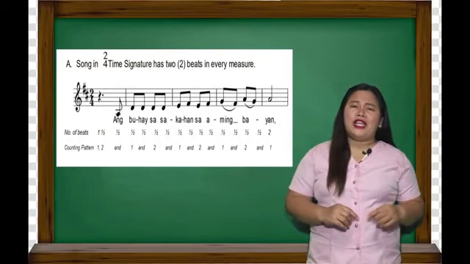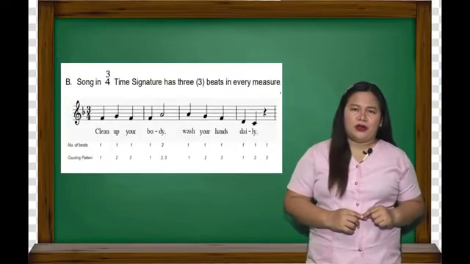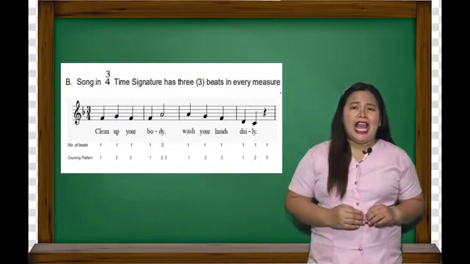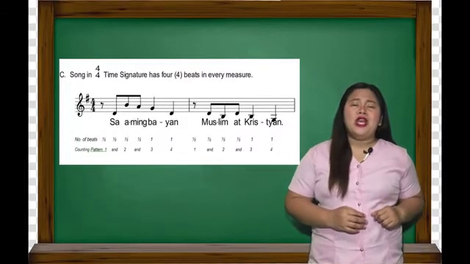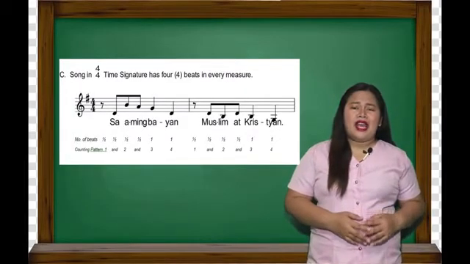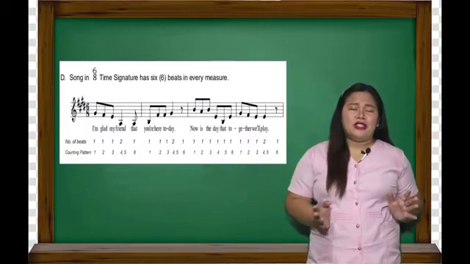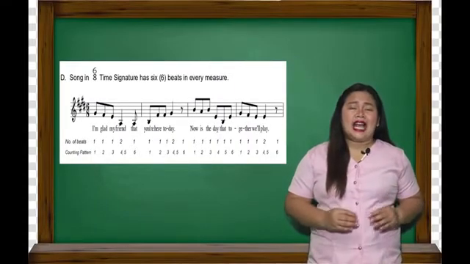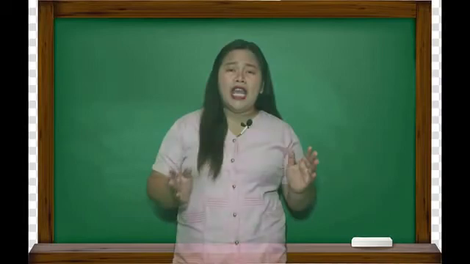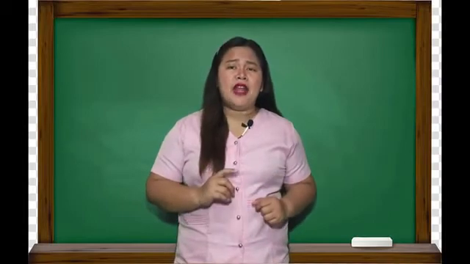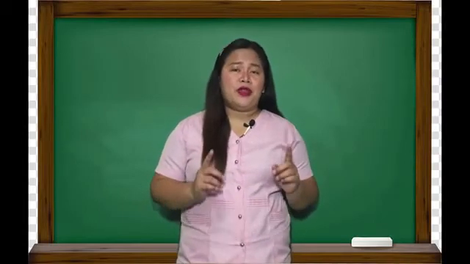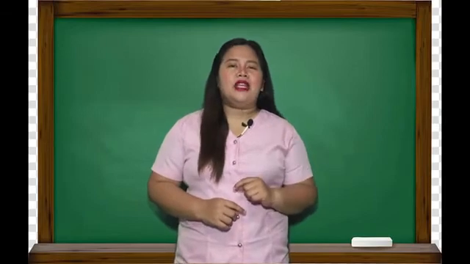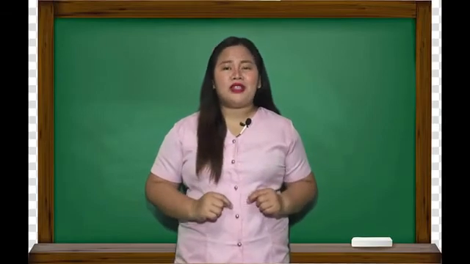Song A is in 2/4 time signature. Song B has 3/4. Song C has 4/4. And Song D has 6/8 time signature. Each time signature has a different upper number. Therefore, they differ in the number of beats per measure.